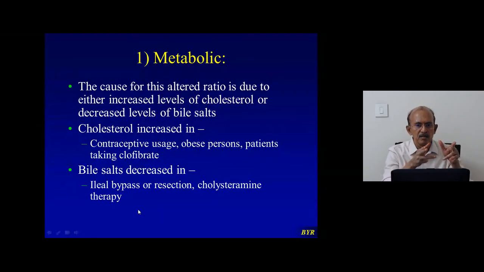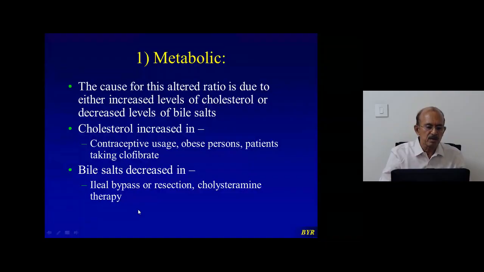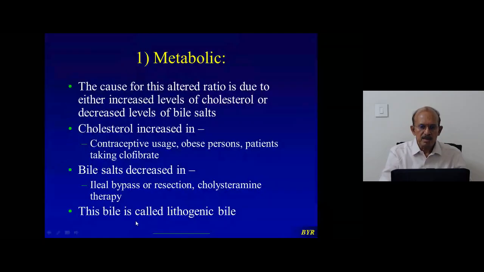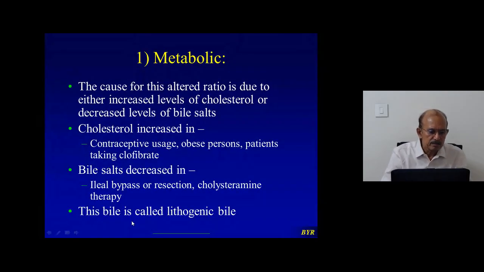If you cut the ileum, resect the ileum, or if you bypass the ileum by doing some anastomosis of the proximal ileum to the colon, then what happens? The food won't go across the ileum. So bile salts are not reabsorbed. So the bile salt pool decreases. When the bile salt pool decreases, the secretion of bile salts into the bile decreases. So the ratio alters. That leads to cholesterol stone formation. This type of bile is called lithogenic bile.